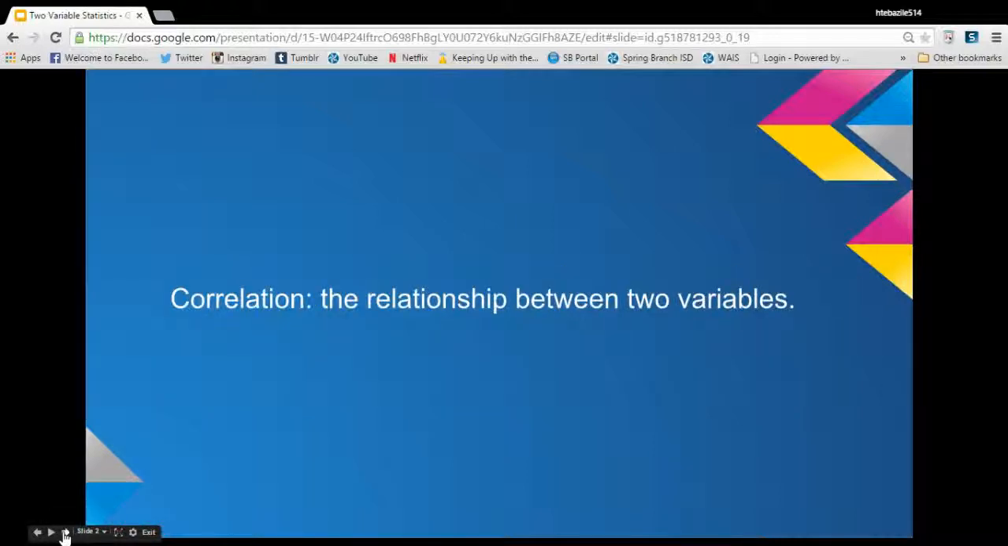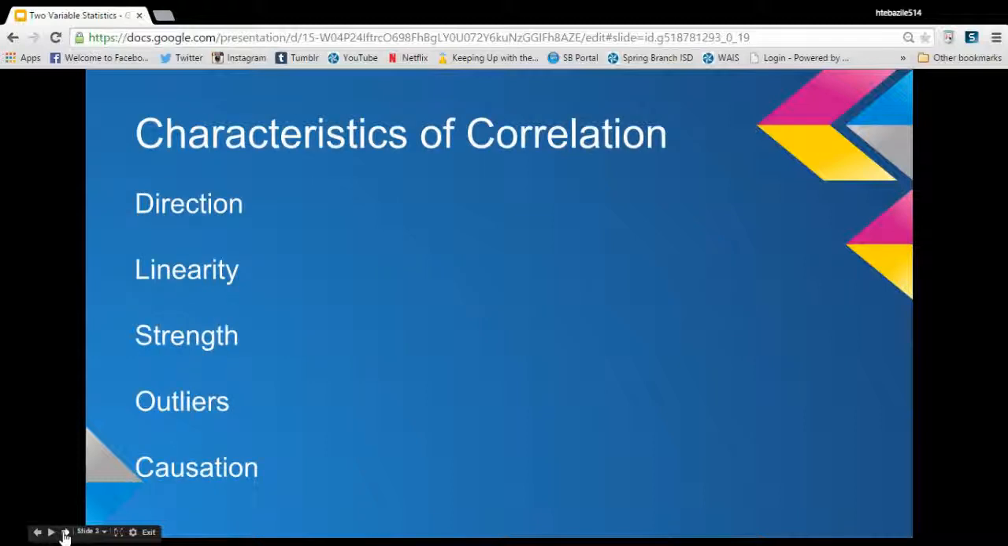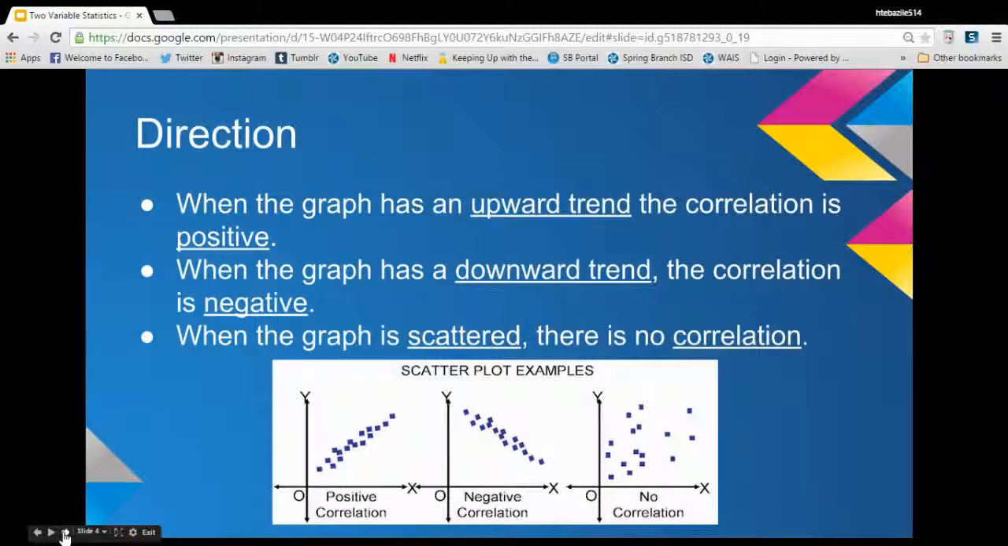Correlation, the relationship between two variables. Characteristics of correlation: direction, linearity, strength, outliers, and causation. Direction. When the graph has an upward trend, the correlation is positive. When the graph has a downward trend, the correlation is negative. When the graph is scattered, there is no correlation.